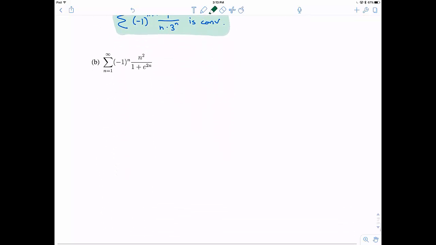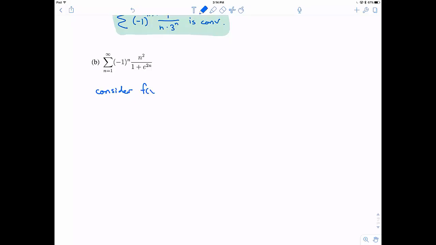So in this case, we have the series (-1)^n times n squared over 1 plus e to the 2n. Okay, so I need to show that this is a decreasing function, but the problem is n squared on top is increasing. So there are some opposing forces here. n squared is trying to increase, and then this 1 plus e to the 2n is also trying to increase, but since it's in the denominator, it's trying to pull this function down.